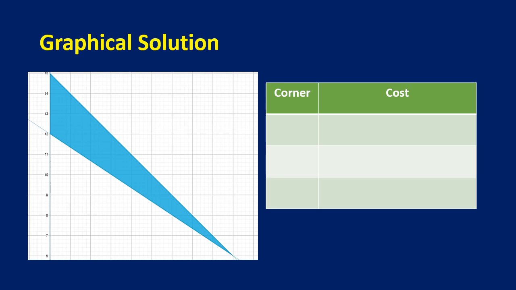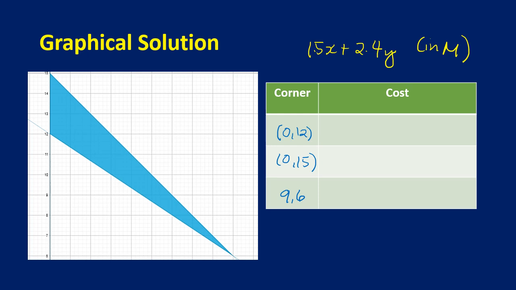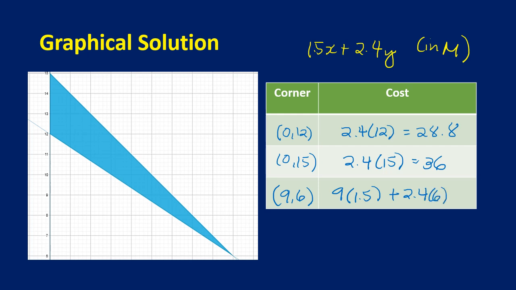Let us now get the corner points. From what we did in GeoGebra, our corner points were (0, 12), (0, 15), and (9, 6). Our cost function is 1.5x plus 2.4y. This is actually in millions, because 1.5 is actually 1.5 million. Therefore, the cost for corner (0, 12) is 2.4 times 12, so that's 28.8. For point (0, 15), that's 2.4 times 15. And lastly, this is 9 times 1.5 plus 2.4 times 6.